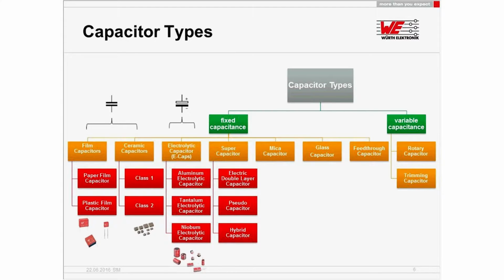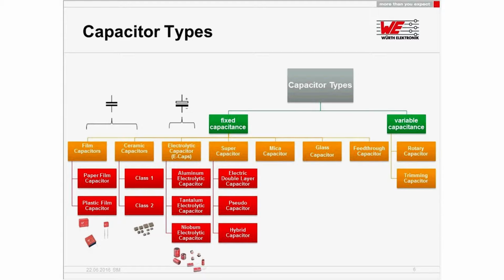But how to differentiate the capacitor types? The capacitor types you can differentiate at first in 2 categories. So you have on the left-hand side the fixed capacitors that is also mainly driving the capacitor industry, and on the right-hand side you will find the ones with a variable capacitance. The ones with a variable capacitance like rotary capacitors or trimming capacitors. Still existing, sure, because for some applications you need them to adjust the application, but they're not that main factor for nowadays industry, so they are roughly maybe 3% of the market.